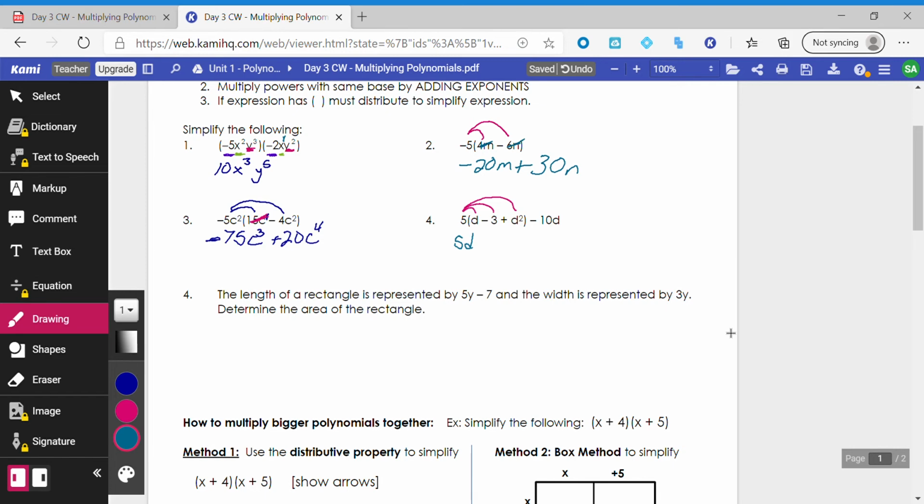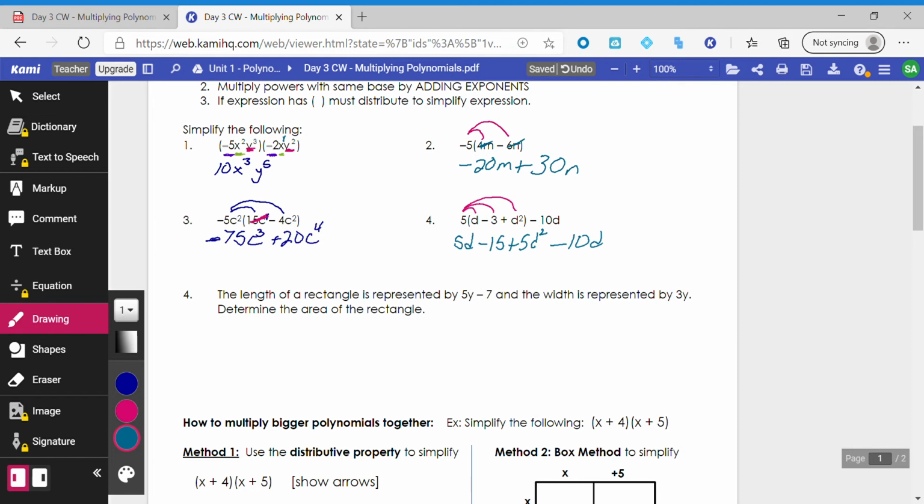5 times negative 3 is minus 15. And then 5 times d squared is 5d squared. And then because minus 10d is on the outside, I cannot multiply it. I'm just going to leave it as part of my problem here, minus 10d.